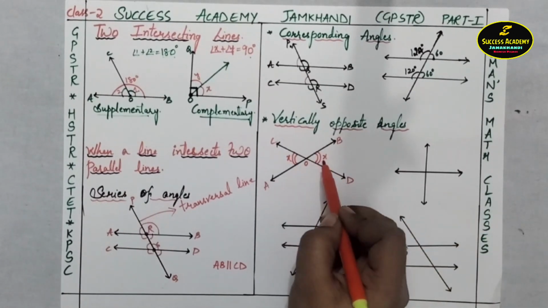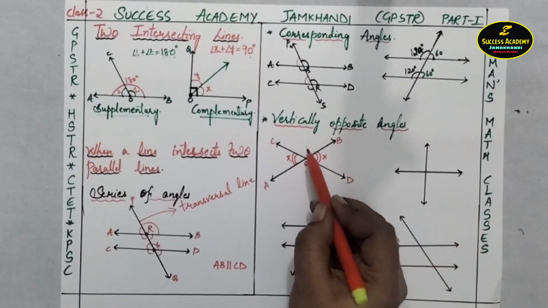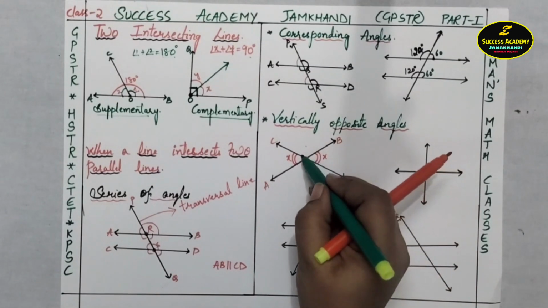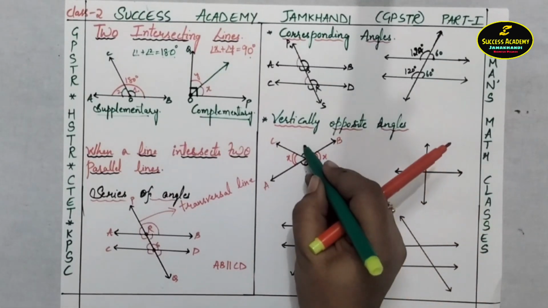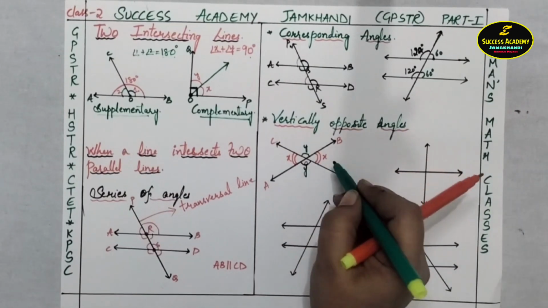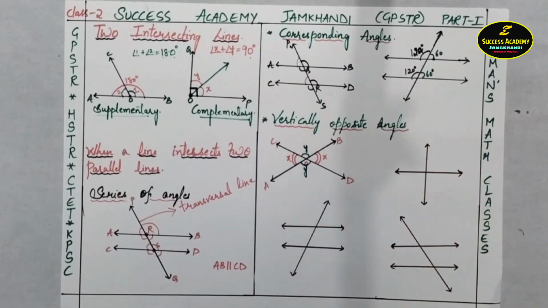Similarly, these two sides vertically opposite and remaining two sides are also vertically opposite. These two are also equal to each other. If this one is y, this will also be y. If this is x, this will also be x.